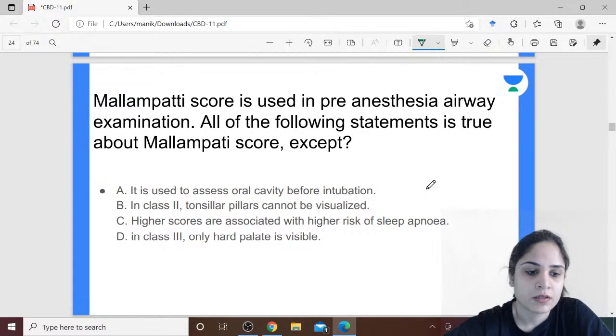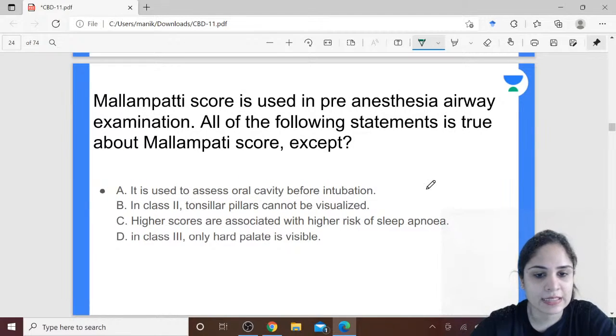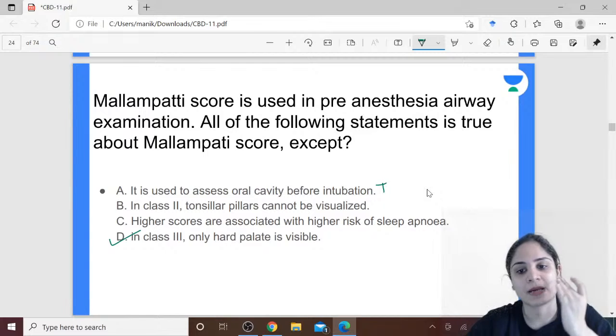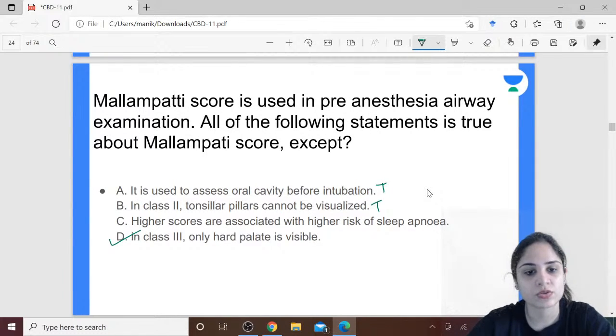Okay. So most of you have answered this incorrectly. The correct answer over here is D. Alright. So let's have a look at the Mallampati score. It is used to assess the oral cavity before intubation. That is absolutely true. In class 2, tonsillar pillars cannot be visualized. Okay, so in class 2 you will be able to see the soft palate, hard palate and the tonsillar pillars. So it is visualized, that is also true.